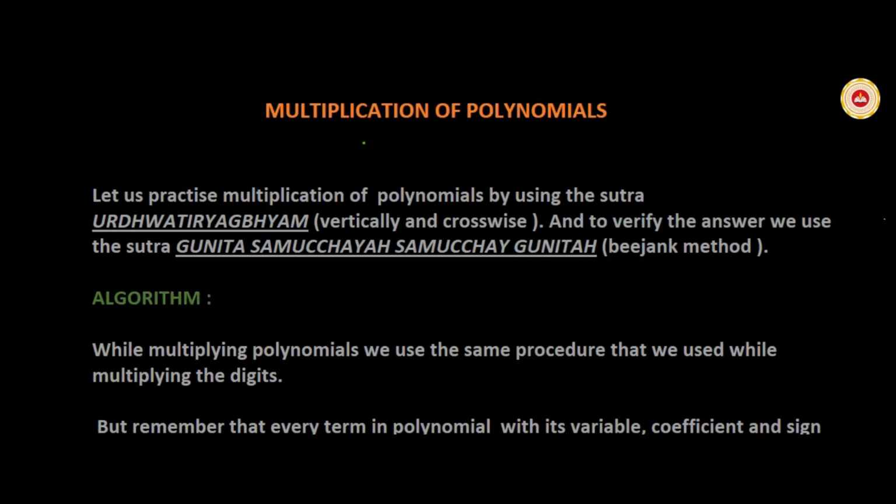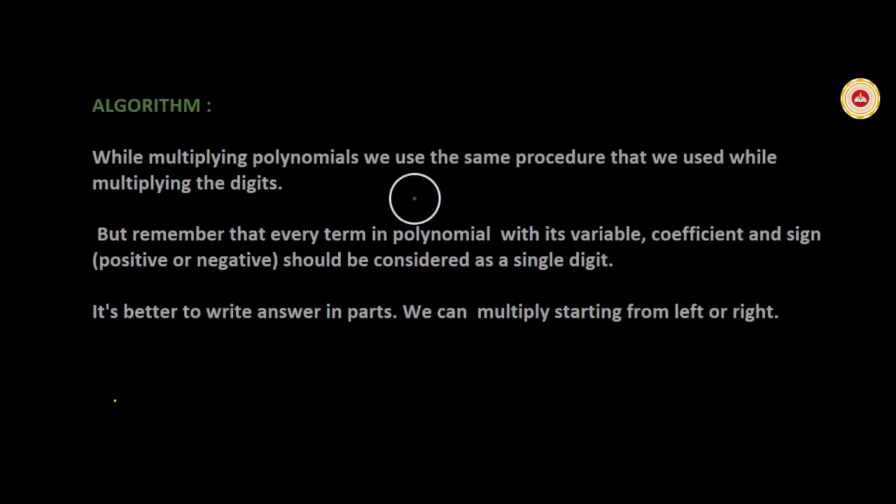Let us read the algorithm. While multiplying the polynomials, we use the same procedure that we used while multiplying the digits. See friends, we are using the sutra Urdhva Tiryagbhyam, that means vertically and crosswise multiplication method, to multiply the given polynomials. Second point, remember that every term in a polynomial with its variable, coefficient and sign, sign means positive or negative, should be considered as a single digit.